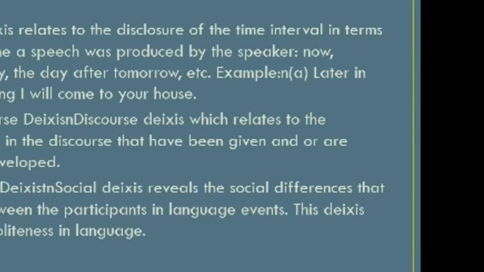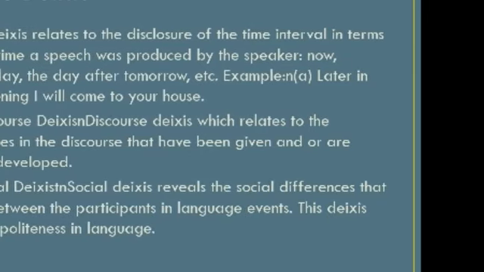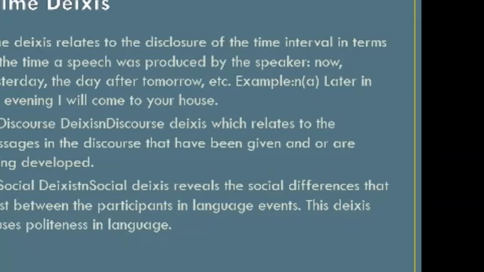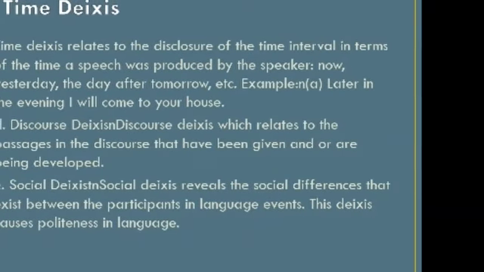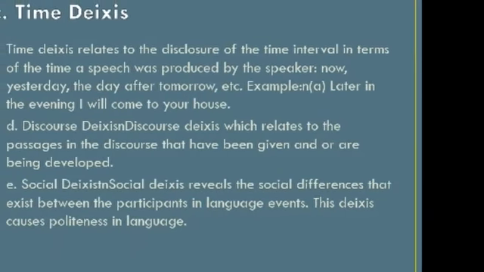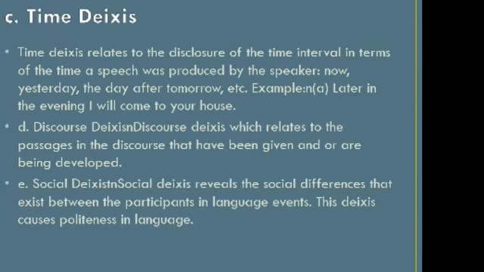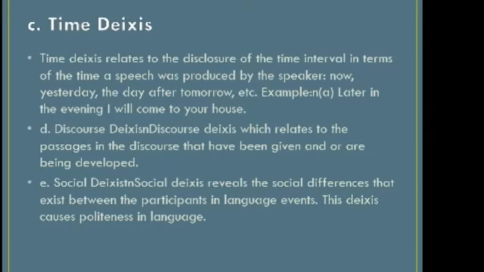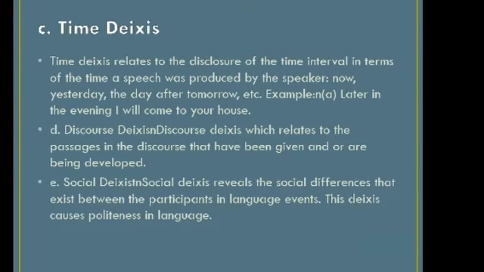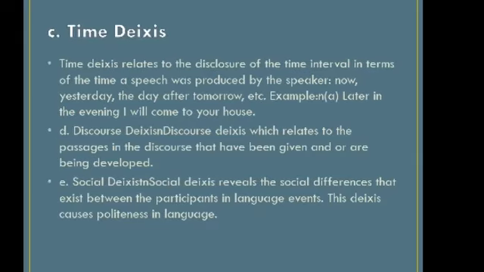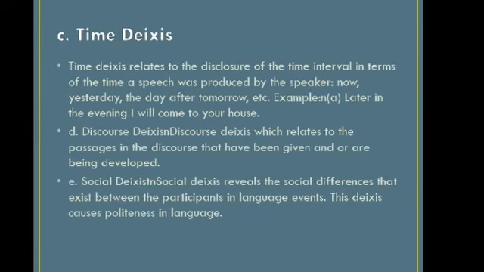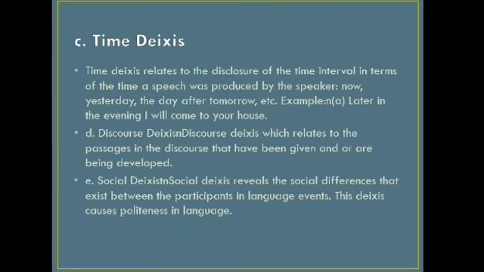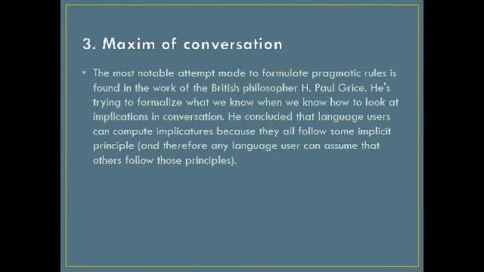C. Time deixis. Time deixis relates to the disclosure of the time interval in terms of the time a speech was produced by the speaker: now, yesterday, the day after tomorrow, and others. Example: later in the evening I will come to your house. D. Discourse deixis, which relates to the passages in the discourse that have been given and or are being developed. E. Social deixis. Social deixis relates to the social differences that exist between the participants in a language event. This deixis causes politeness in language.